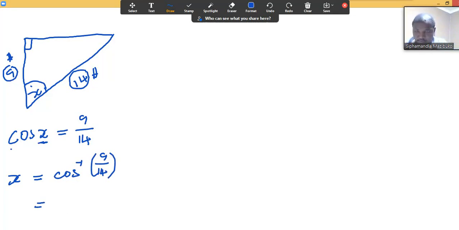So we just put it on the calculator. To get the inverse of cos, you press shift cos, and then automatically you get your inverse. So shift cos, then you put in 9 all over 14, you close the bracket, then you get your answer. The answer that I'm getting here for x is 50. This is 50 degrees, because in the calculator I'm getting 49.99, which is equivalent to 50. So we can say our x is 50.